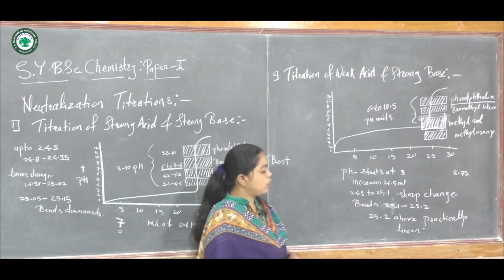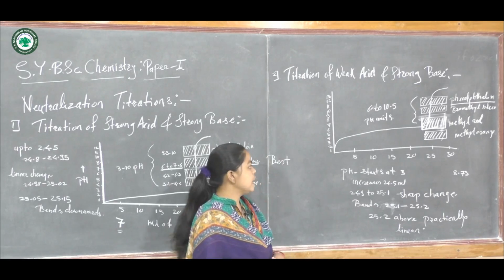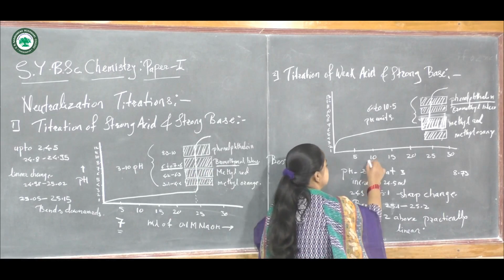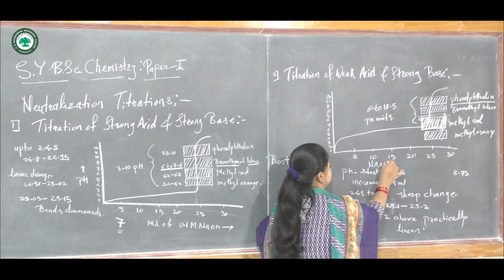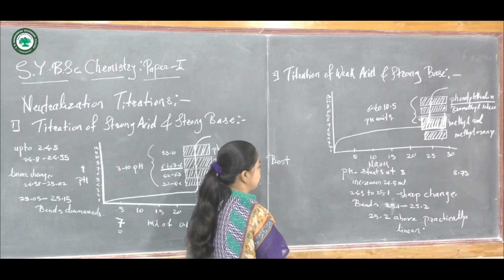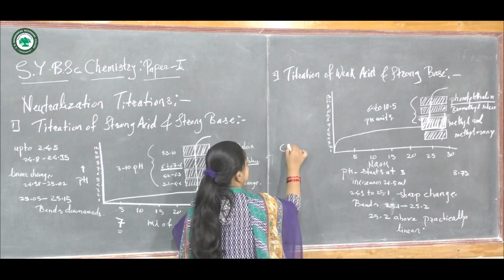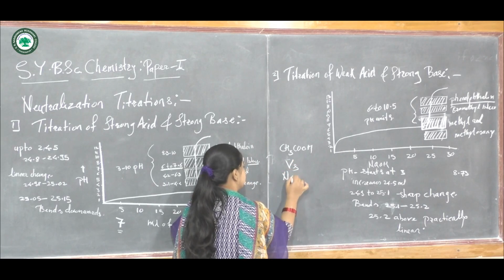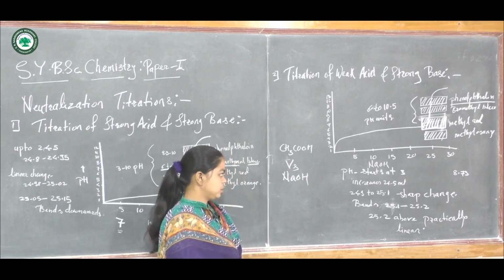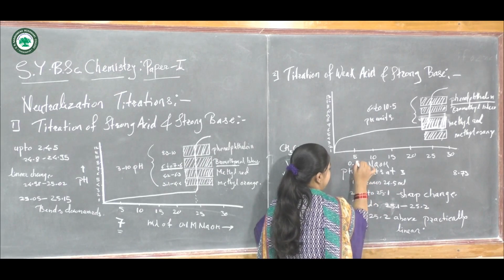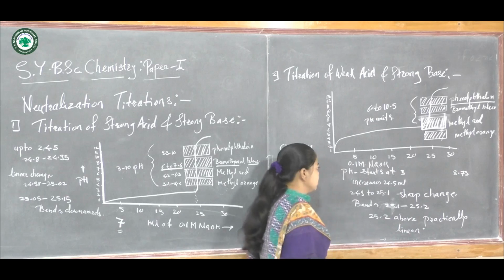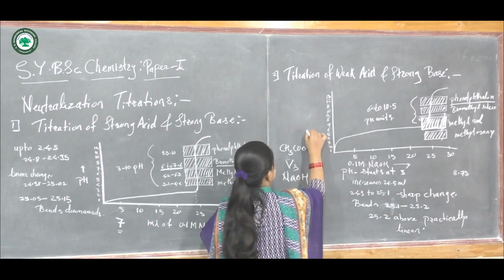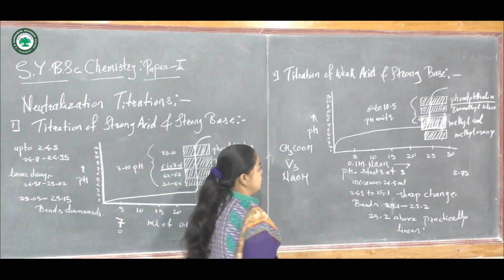Here the example of the weak acid is acetic acid and the strong base is NaOH. So we can carry out the titration of acetic acid versus NaOH. So again we can consider this. We have taken the same concentration, 0.1 molar NaOH added here, and here is the change in the pH.